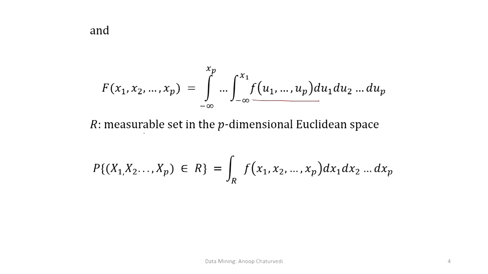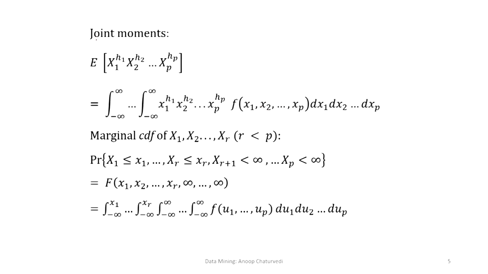Now, suppose R is any measurable set in p-dimensional Euclidean space, then for obtaining the probability that (X1, X2, ..., Xp) belongs to R, we simply integrate the joint PDF over R. So, this integral gives you the probability that (X1, X2, ..., Xp) belongs to R. Then we may define the joint moments as expectation of X1 to the power h1, X2 to the power h2, so on, Xp to the power hp. And to obtain this expectation, we multiply this quantity by the joint PDF, and then we integrate over x1, x2, ..., xp from minus infinity to plus infinity. So, this gives you the joint moments.